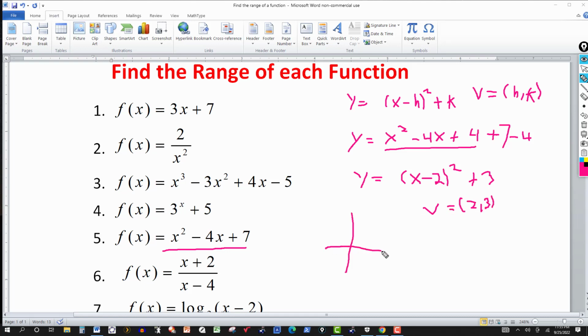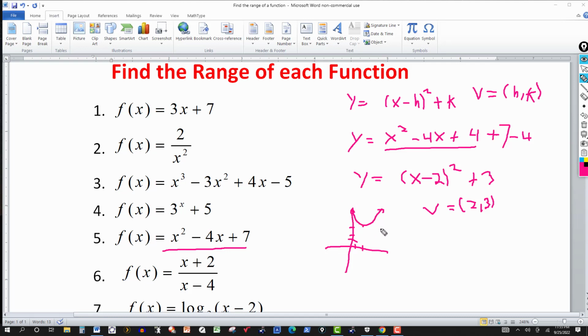If I were to sketch a graph of this, I go 2 units over, 3 units up. Right there, this would be the vertex. And because the coefficient of the square term is positive, this would open up. It goes like that. So you can see the smallest y you're going to have is the second component here, 3.